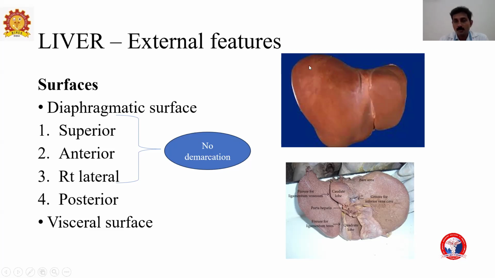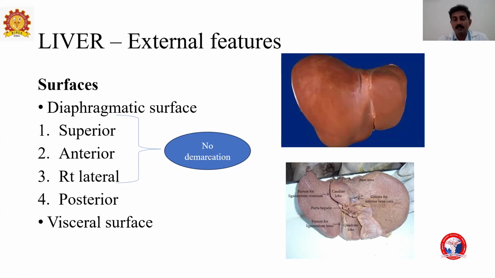So here you can see in this picture. This is the superior surface of the diaphragmatic surface, and this is the anterior surface. This is the right lateral surface, and I have not shown here, behind this structure, that will be the posterior surface.